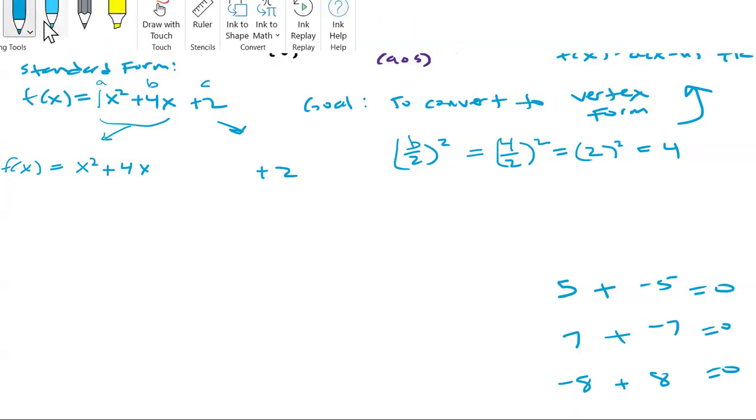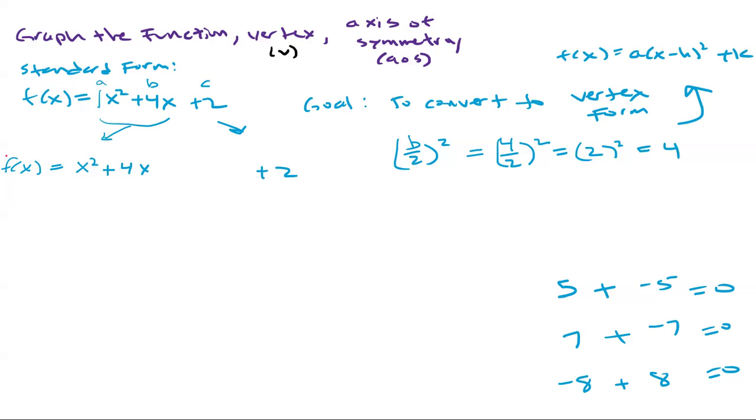So I'm just going to write this in a different color. I'm going to add a box here, and I need to add a box here. So in this case, what goes in that box? Well, what we found out from b over 2 squared, is 4. So I'm going to put 4 in here, okay?